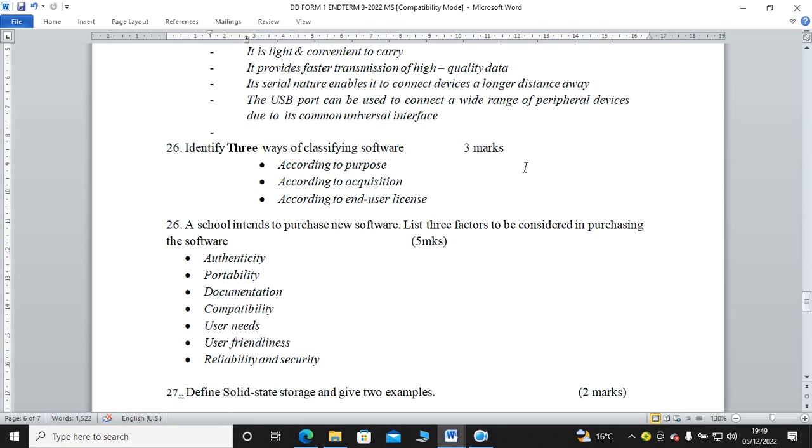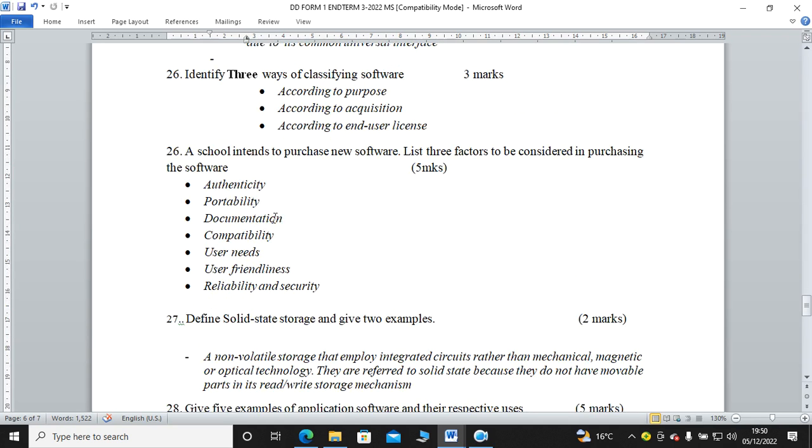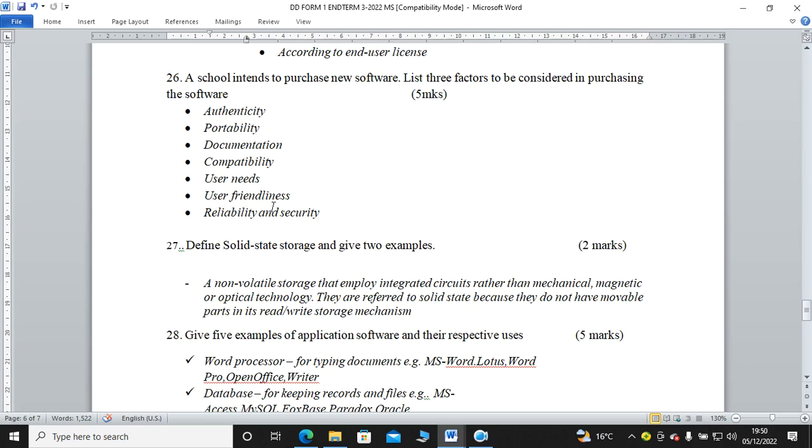You can classify software according to purpose, that is either application software or system software. You can classify according to acquisition, that is either off the shelf or standard software, and also you can talk about tailor-made, that is customized. Then you can also have according to end user license, that is proprietary and non-proprietary, shareware, freeware, etc. This depends whether you purchase or you are given software for free or for trials.